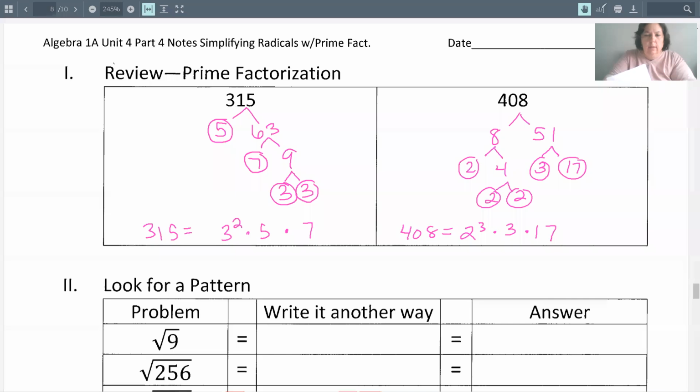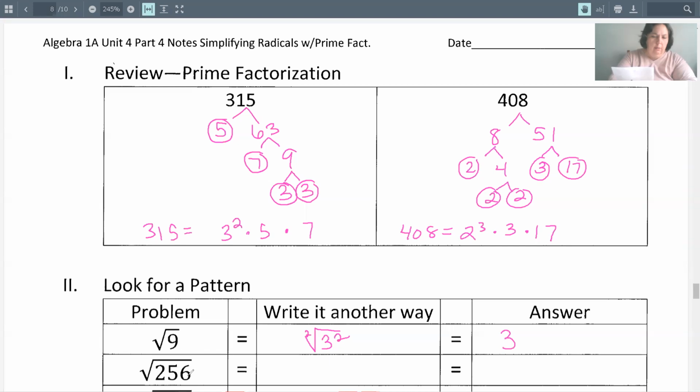Once you do your prime factor trees to get the prime factorizations for each radicand, we'll write that in place of the number. So for an example, square root of 9 is also the square root of 3 squared. And the rule is when the index and the exponent match, the answer is the base of the radicand.